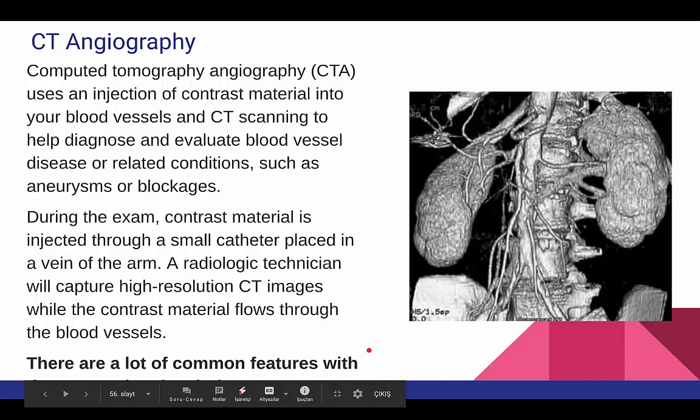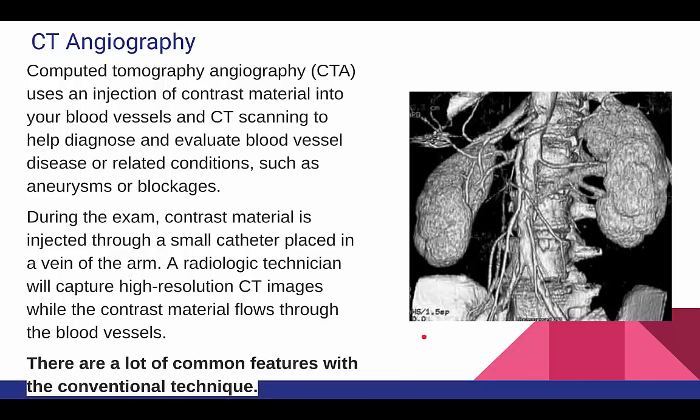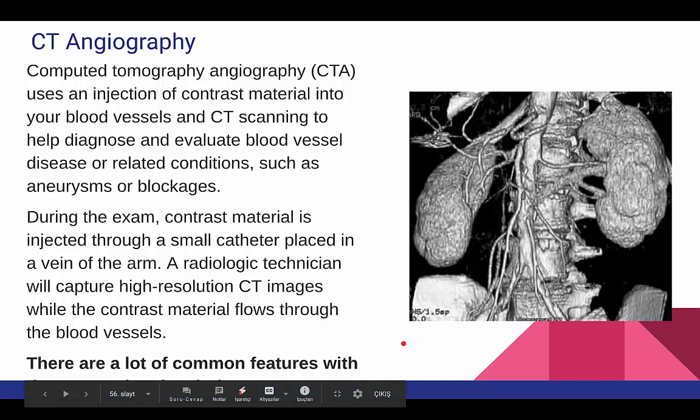Lastly, I would like to talk about CT angiography, which is the last of the three techniques that we mentioned earlier. With this technique, we use a contrast material. The contrast material is injected, and the CT scanning takes place to get a visual and diagnose vascular pathologies such as aneurysms or blockages. We're not going to go into much detail about this because it has a lot of common features with the conventional technique.